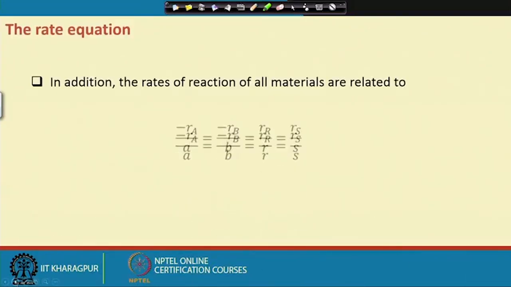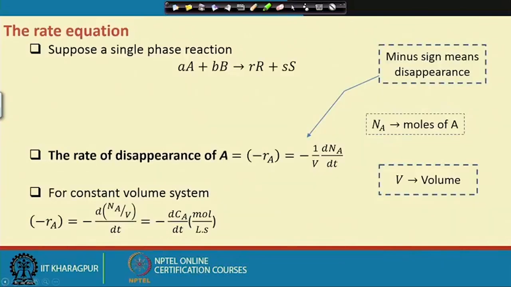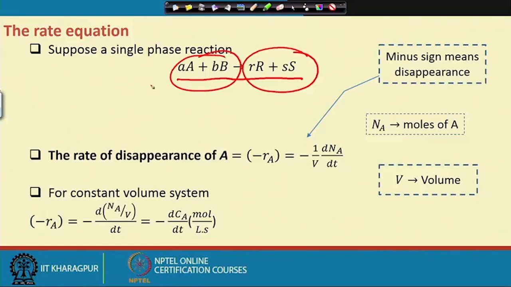Now, if you look at the rate equations, it's like this: aA plus bB equals rR plus sS. This is the product and this is your reactant. Now, the rate of disappearance of A, minus rA, is usually expressed with a minus. The reason is that it is disappearing.